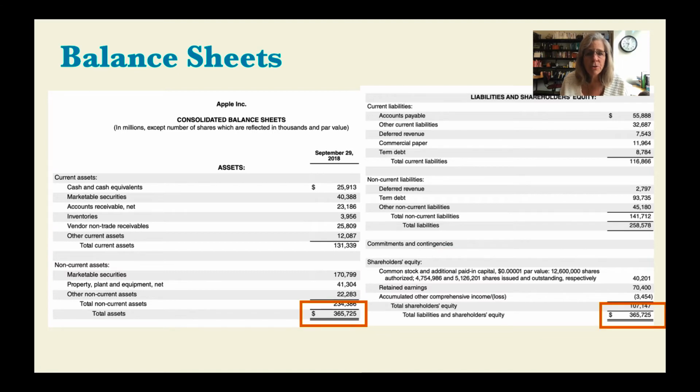In addition, we also need to remember the general accounting equation, which we'll go over in the video on balance sheets: assets is equal to the sum of liabilities and equity. So you can see on the bottom of any balance sheet, they'll list the assets, and then they'll also list liabilities and shareholders' equity. Those items are always going to be equal.